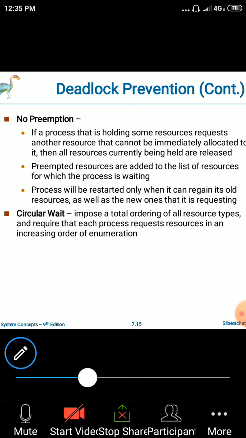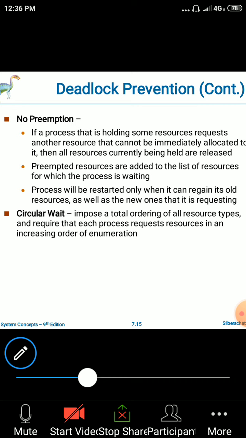Then the process P1 will enter the waiting state. Once the process enters the waiting state, whatever resources are currently held by P1 are immediately released. Because P1 is entering the waiting state, it cannot complete its execution, right? So the resources held by that process P1 cannot be used. Hence, to avoid that, whenever P1 enters the waiting state, the resources currently held by it are immediately released, and those resources will be allocated to other requesting processes.